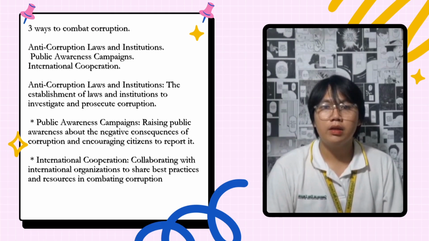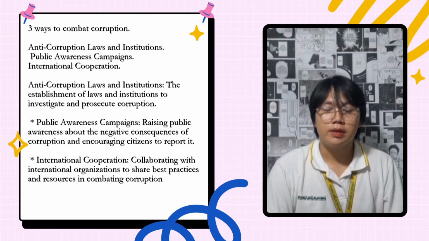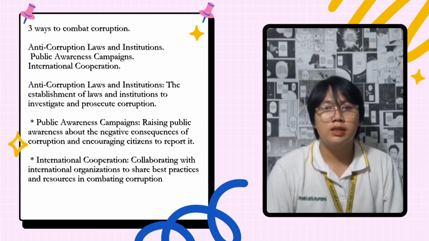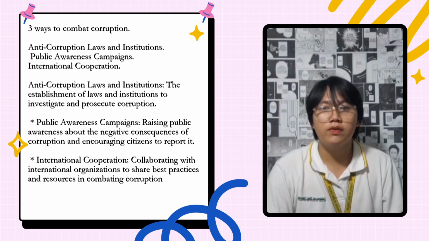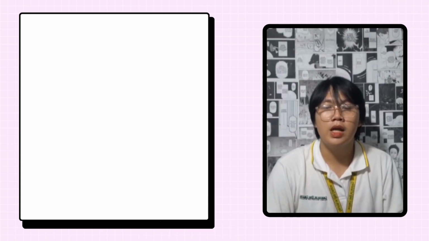Next is the three ways to combat corruption. The three ways that I found to combat corruption are anti-corruption laws and institutions, public awareness campaigns, and international cooperation. Anti-corruption law and institution means the establishment of laws and institutions to investigate and prosecute corruption. Next is the public awareness campaign, which means raising public awareness about the negative consequences of corruption and encouraging citizens to report it. Third is international cooperation, collaborating with international organizations to share best practices and resources in combating corruption.